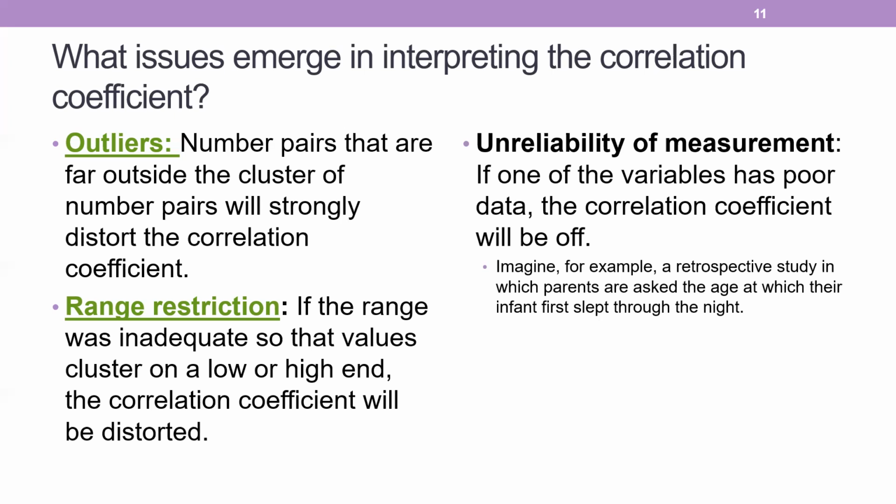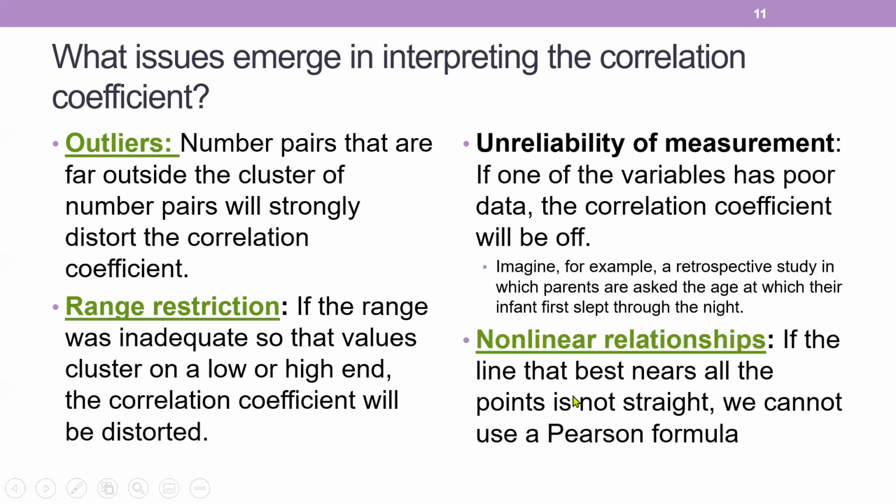Now, the parent's memory is likely to be flawed. And so probably the data on that variable are going to be weak. And if you're going to get weak data on one variable, then you cannot rely on your correlation coefficient.